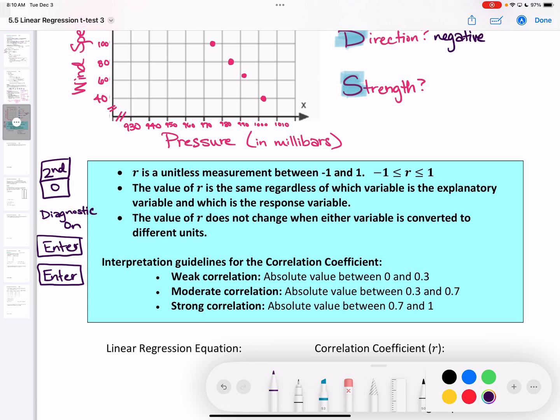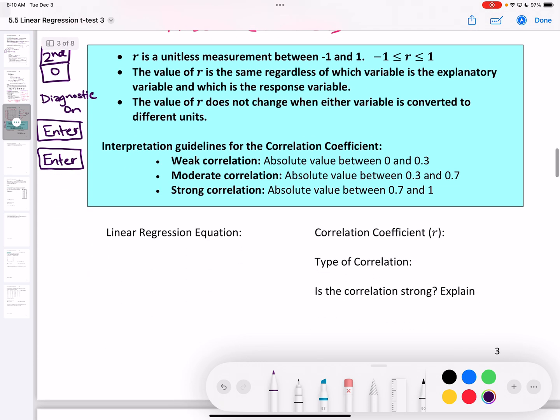Okay? So here's some interpretation guidelines for the correlation coefficient. R is called your correlation coefficient. We say it has a weak correlation if you take the absolute value of R and you get a number between 0 and 0.3. If you get an absolute value between 0.3 and 0.7, we say moderate. And then for strong, take the absolute value from 0.7 up to 1. Now, it says absolute value because if it's negative, it just has a negative correlation.